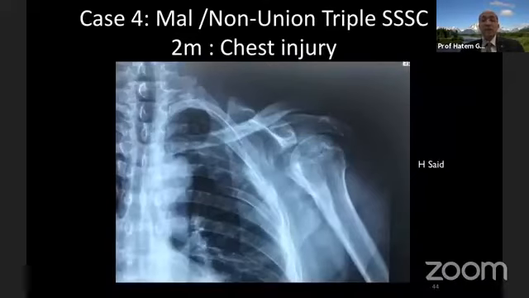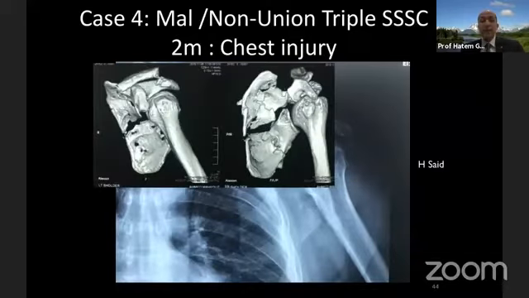This is one of the cases I faced early on in my practice, when I started doing scapular fractures about 4 to 5 years ago. And as usual, you get the most complex cases very early on in your experience. This was a mal-nonunion of a triple suspensory complex injury. He was delayed because he had a chest injury. He was in ICU for a while, so the scapula was ignored. And as you can imagine, the X-ray and the CT look horrible.